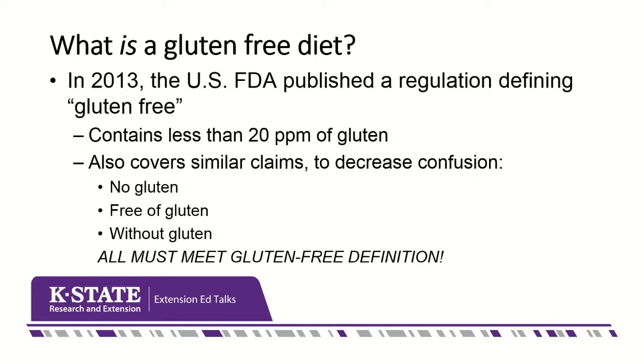In 2013, the US FDA published a regulation defining what gluten-free was. Gluten-free is defined as food containing less than 20 parts per million of gluten. And when we say gluten-free, this also covers claims on packages that say no gluten, free of gluten, without gluten. All of these must meet the gluten-free definition of less than 20 parts per million.